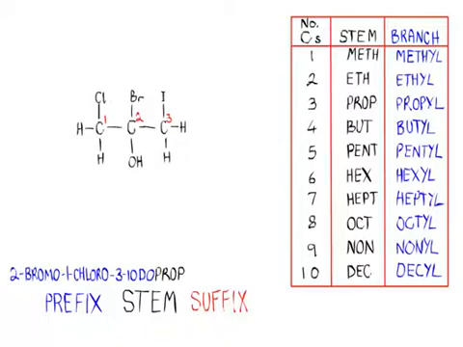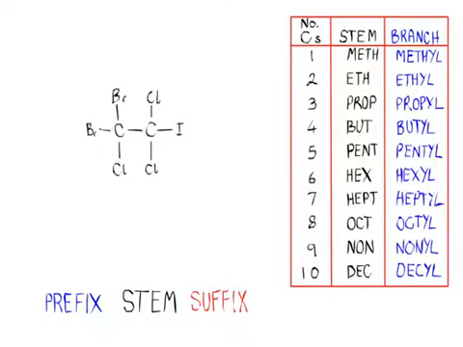Finally, the suffix. The compound is an alcohol, so has the suffix -anol. However, there are 3 places the OH group could go, so we need to state it is on position 2 by giving it the suffix -an-2-ol. Altogether, the compound is 2-bromo, 1-chloro, 3-iodo, propan-2-ol.